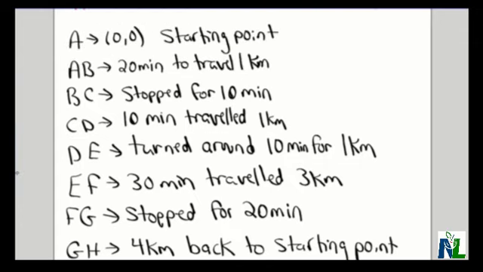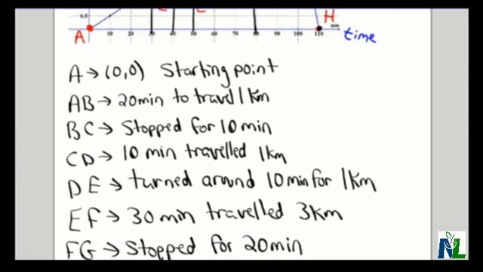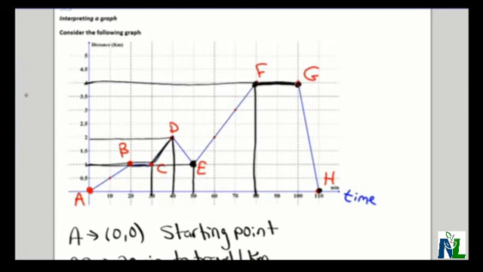So we have a summary here now of our graph. We can see what happens between each section. We can see where we're stopped. We can look at where we were turned around. So there's a few things that we can consider here with this graph. We can consider how long our total distance walked was, and how long we were away from home before we came back.